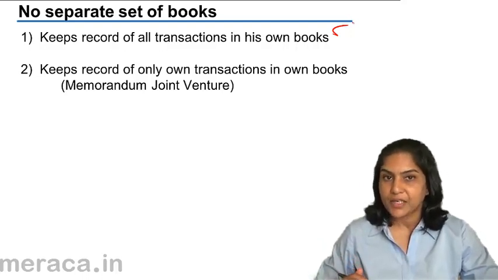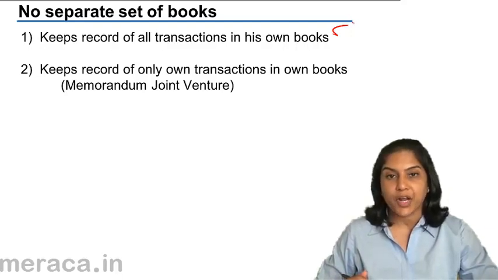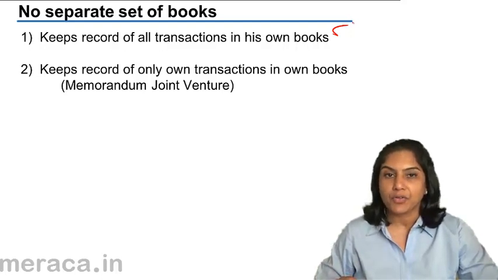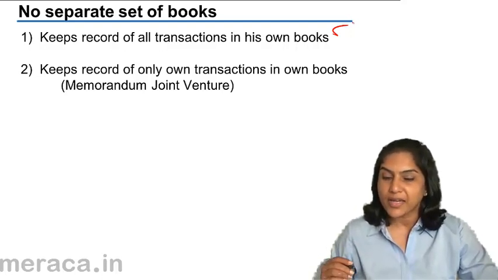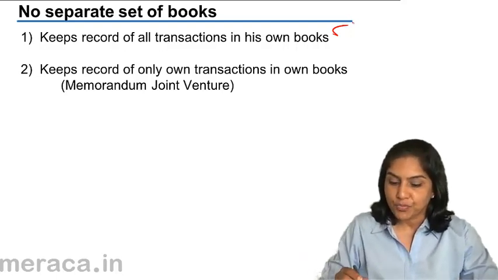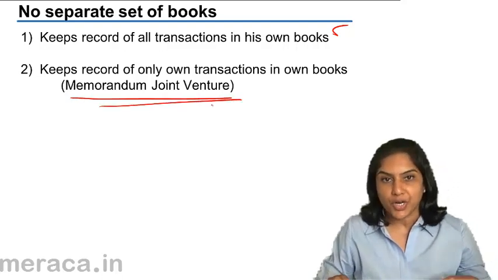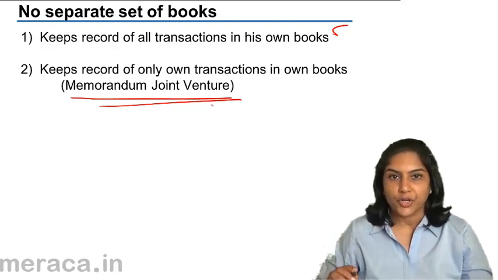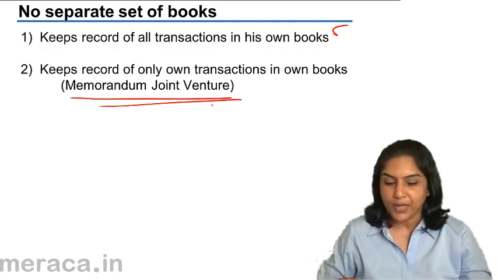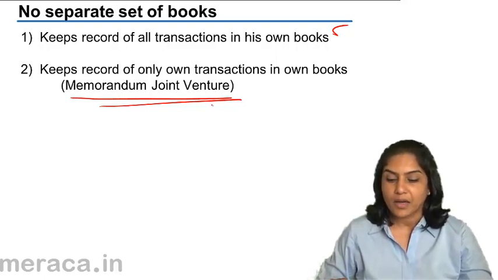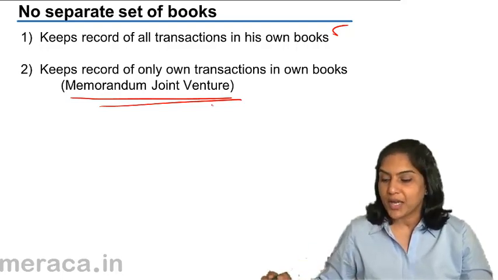The other method was by which he keeps records only of his own transactions and does not keep record of the transactions engaged in by the other co-venturer. In that case, he needs to prepare a memorandum joint venture account through which he ascertains the profit or loss on joint venture. So let us do these one by one. First, let us see what are the accounting entries when record of all transactions are kept by each co-venturer along with their books of account.